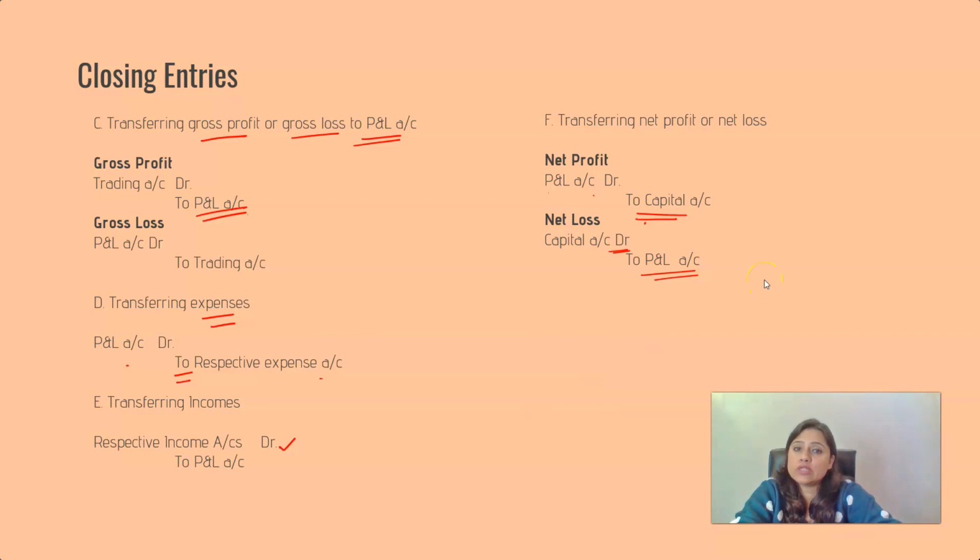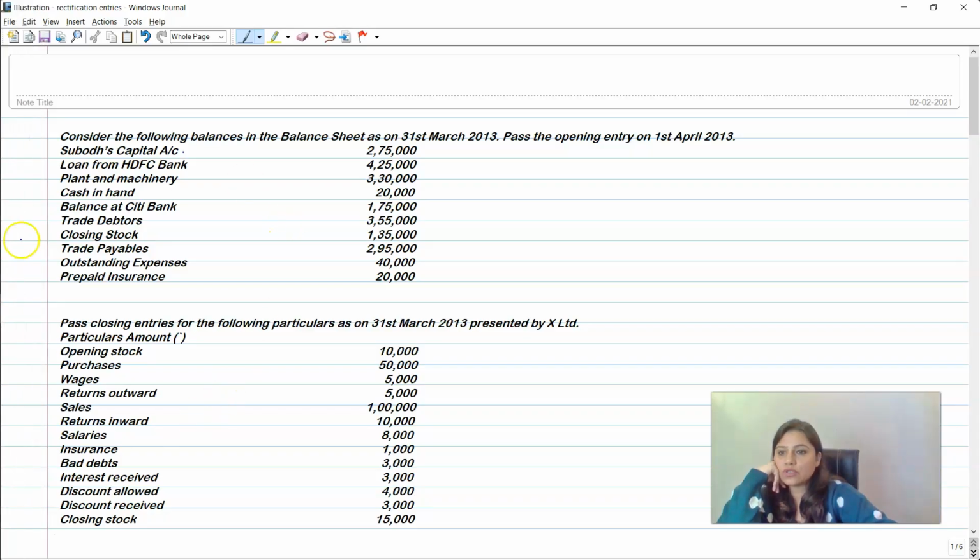So before we move on in the topic, let us take a look at the illustrations that are given in your study material. The first illustration says, consider the following balances in the balance sheet as on 31st of March 2013, and we will have to pass the opening entries. Here we have the balances of 31st March 2013, and for the next year these will be termed as the opening balances starting 1st April 2013.